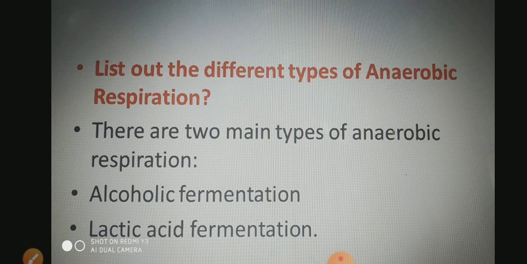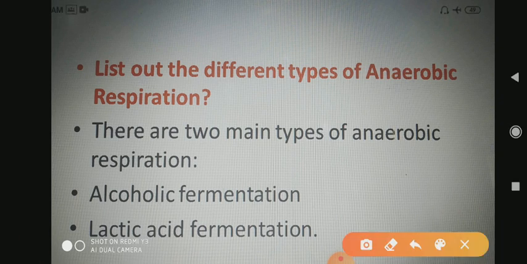It is about the breaking down of the glucose in various forms. Last time we were discussing the types of respiration, that is aerobic respiration and anaerobic respiration. Now see the question. List out the different types of anaerobic respiration. Anaerobic respiration is of two types. One is called alcoholic fermentation, the second is called lactic acid fermentation or lactic acid formation. In the first form, alcohol is formed, and in the second type, lactic acid is formed.